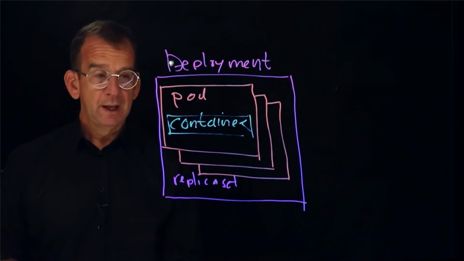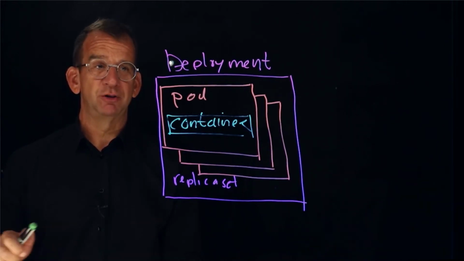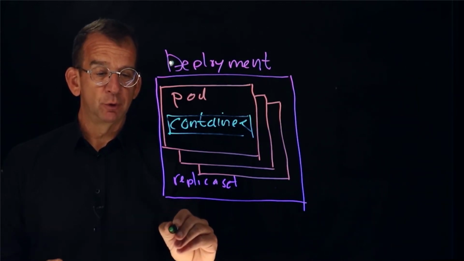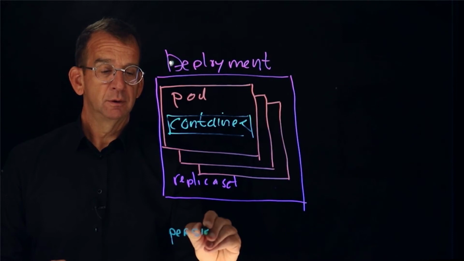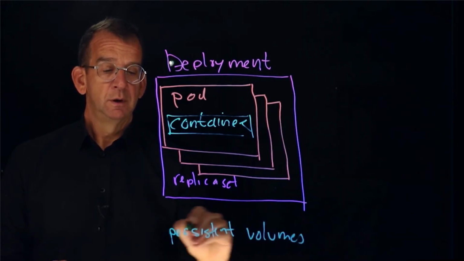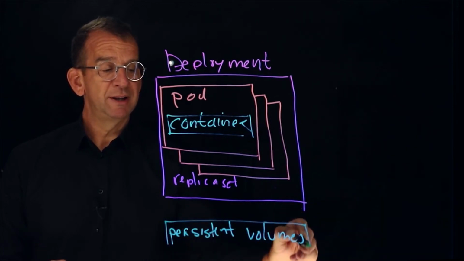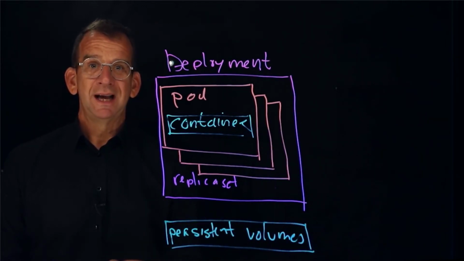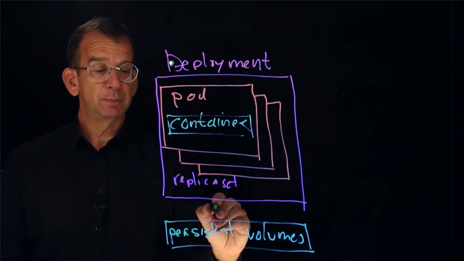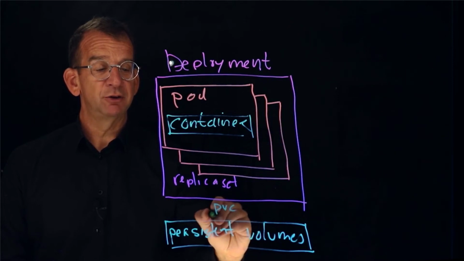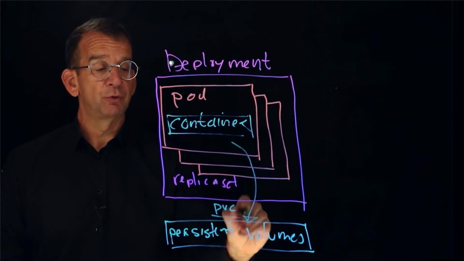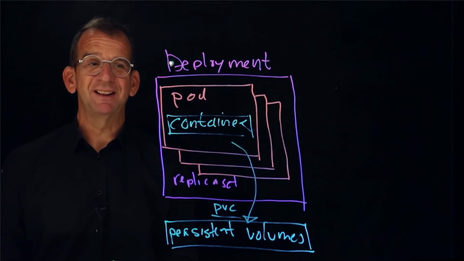But that's not all. You probably want to have some storage as well. And that is why in Kubernetes you can work with persistent volumes. And the persistent volumes represent the storage that is available in a specific clustered environment. And in order to access the persistent volume, as you will learn later, there is the PVC, the persistent volume claim, which allows your container to access the storage directly.